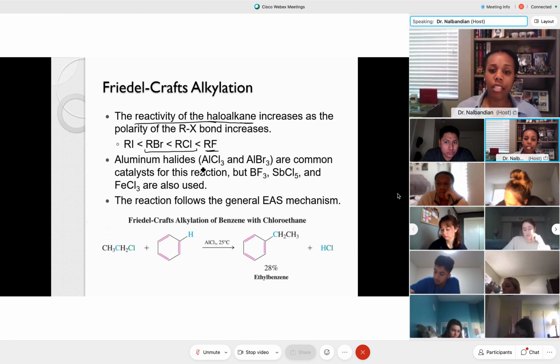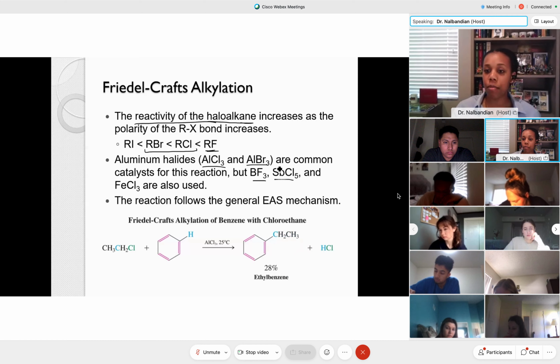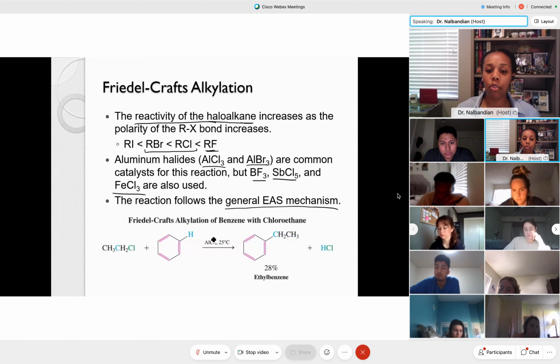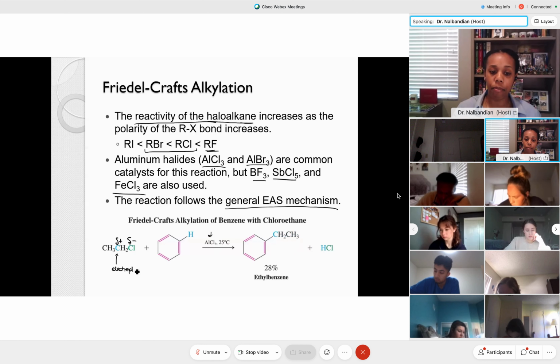We use aluminum halide, so usually aluminum chloride, aluminum bromide, but there are other Lewis acids that you might see. So boron trifluoride, SbCl5 or FeCl3, so this iron chloride. But all of these are going to just be the Lewis acid catalysts used for the electrophilic aromatic substitution. They all follow that general mechanism. So you don't have to worry about using the aluminum chloride in your mechanism. Just have your carbon that has the partial positive, have that as your electrophile as you're doing that mechanism.